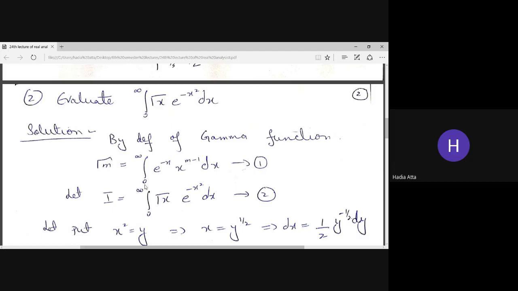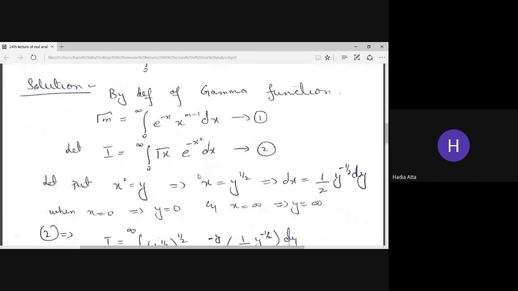So if you compare these two, the limits are the same. This is e raised to the power minus x square, here we have e raised to the power minus x, and this is under root x. And here in the definition we have x raised to the power m minus 1. Okay. So first, let us suppose that the integral is equal to I. Now again, we have to solve that question by the method of substitution.